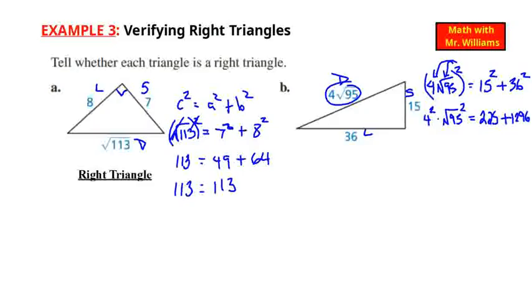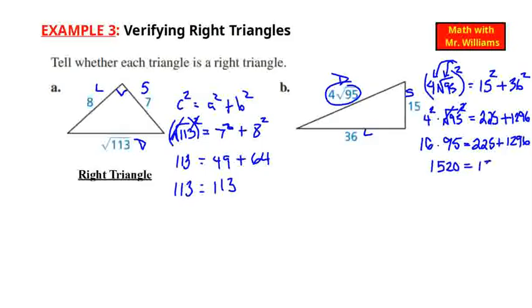1,296. So 4 squared will arrive at 16. And anytime you have the square root and a square, they cancel each other out. So that's going to be times 95 equals the 225 plus the 1,296. All right, 16 times 95, we arrive at 1,520.